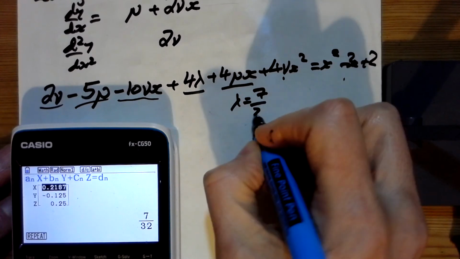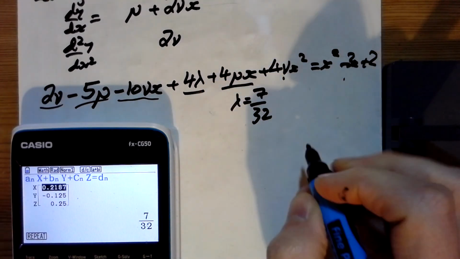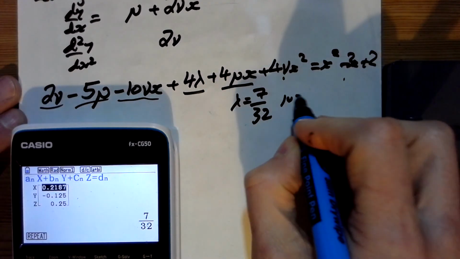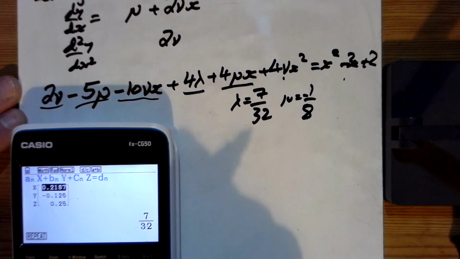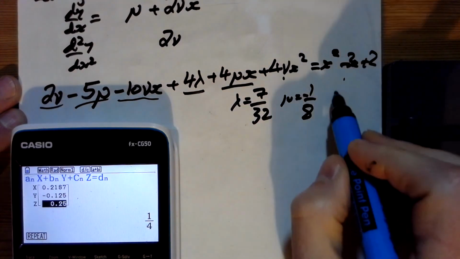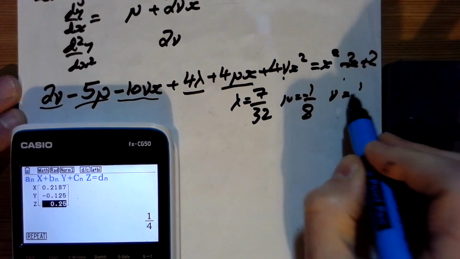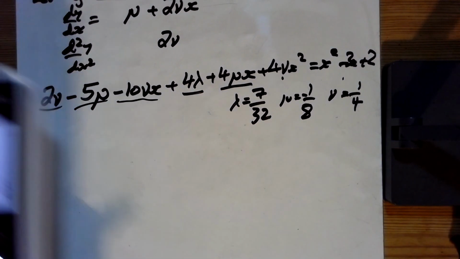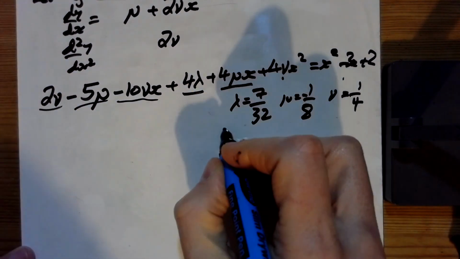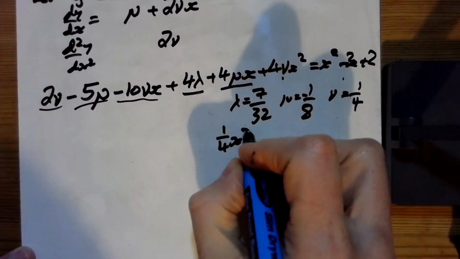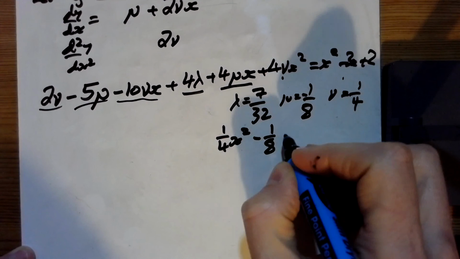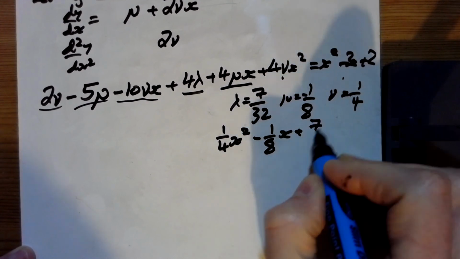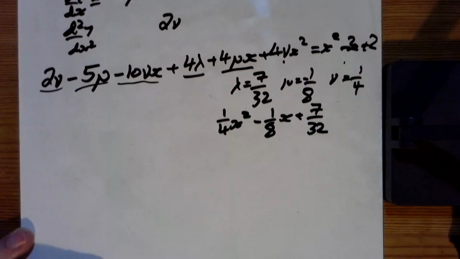So lambda is 7/32, and mu is minus 1/8. And look, that's why we did the check. And nu is 1/4. So the particular integral is going to be 1/4 x squared minus 1/8 x plus 7/32.